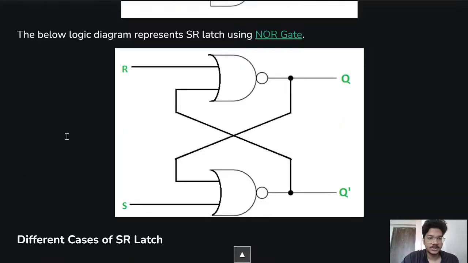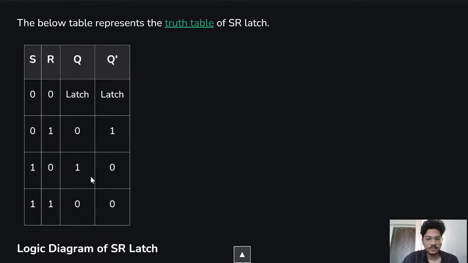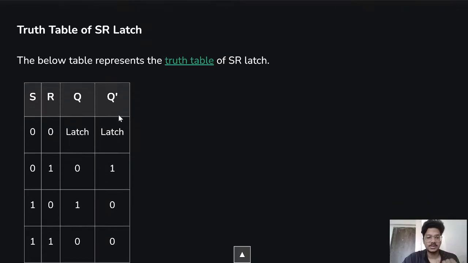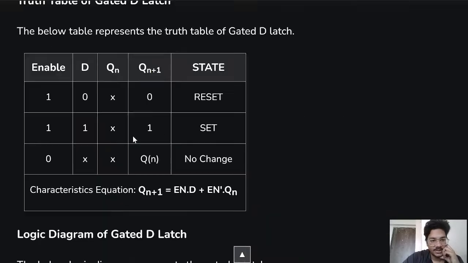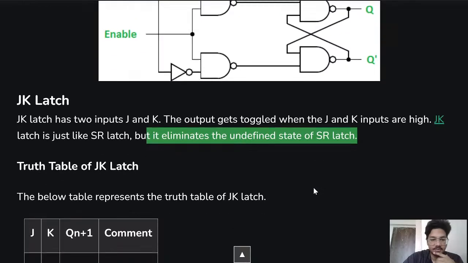As we saw in the previous section, the SR latch, set and reset latch, implements set and reset. When input S sets the output and R resets it, the SR latch output is 1. When 00 is given, it is an undefined state. When S is set to low and R is set to 1, the output will be Q equal to low and Q dash equal to high. So to remove the undefined state, we use the JK latch, and it eliminates the undefined state of the SR latch.